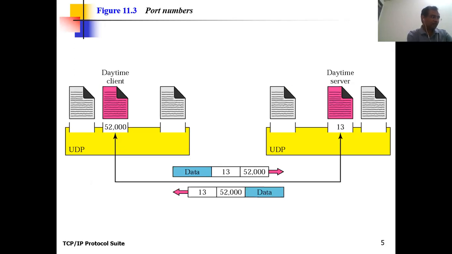Although there are a few ways to achieve process-to-process communication, the most common one is through the client-server paradigm. The process on the local host, called a client, needs services from a process usually on the remote host, called a server. Both processes have the same name. For example, to get the day and time from a remote machine, we need a daytime client process running on a local host and a daytime server process running on a remote machine.